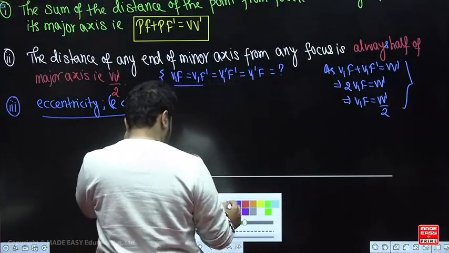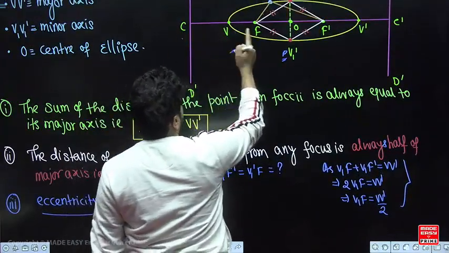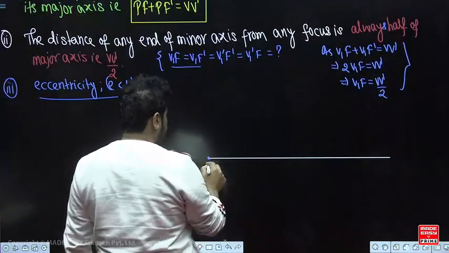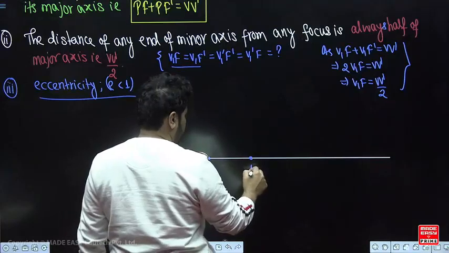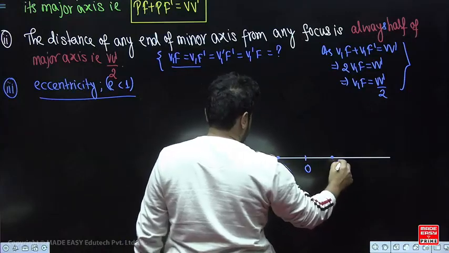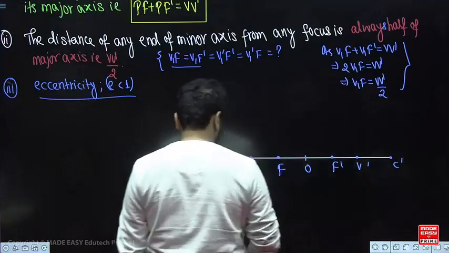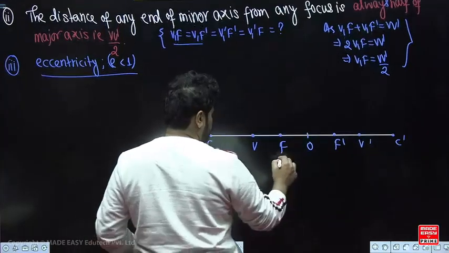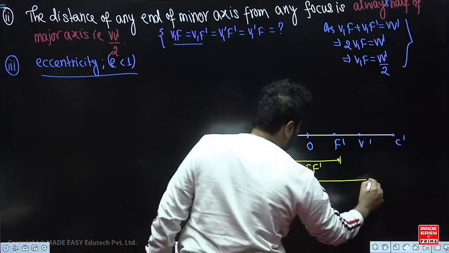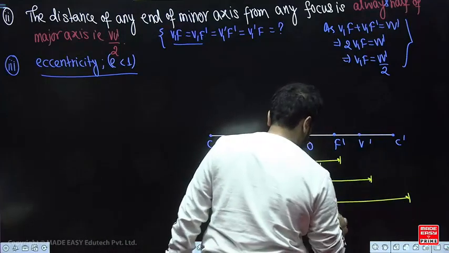Now see, here which point is this one? Now see, I am redrawing. You can see that first C, then V, then F, then O, then F dash, then V dash, and then C dash. So that means here we have C, then we have the vertex, then we have the focus, we have the center, we have F dash, we have V dash, and this is your C dash, isn't it? This is how the figure is drawn. Now how much is this distance? It is your FF dash, right? I am not proving anything because it is not required for the objective paper. VV dash, and this distance is CC dash, correct.